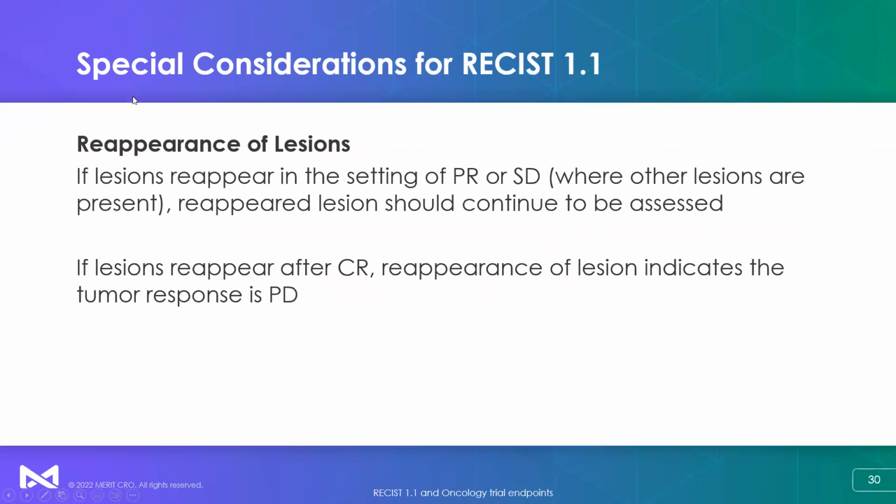And for the cases where reappearance of a lesion occurs, if the lesion reappears in the setting of partial response or stable disease, where other lesions are still persistent, then reappeared lesions should continue to be assessed without giving a progressive disease unless it truly needs a progressive disease. If a lesion reappears after the complete response, then any reappearance of the lesions really indicates that the tumor response is the progression in that case.